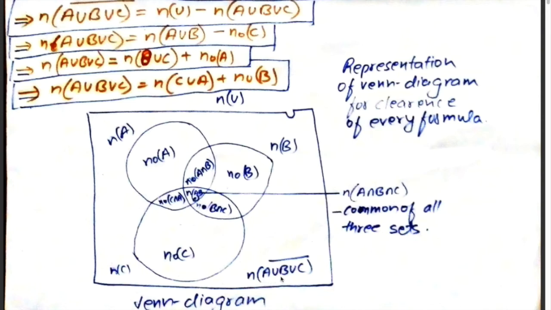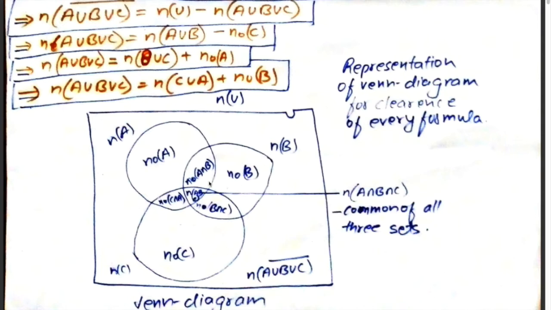Here n(A union B union C complement) means the complement of all three sets should be placed outside of the circles. Here n(only A intersection B) means the intersection of A and B only. Given n(only B intersection C) means the intersection of B and C only. Also n(only C intersection A) means the intersection of A and C only. Now this is the Venn diagram representation for clearness of every formula. In the middle, n(A intersection B intersection C) means the common part of all three sets.